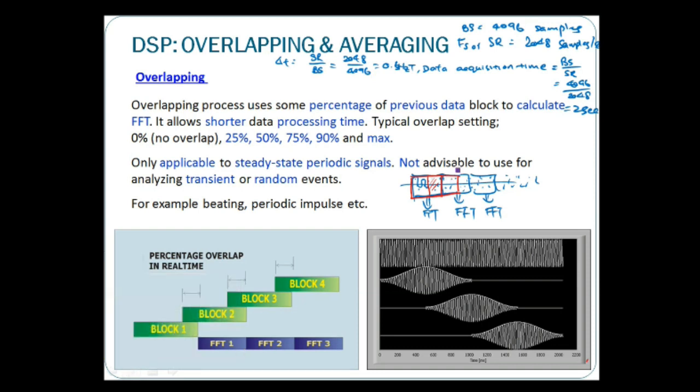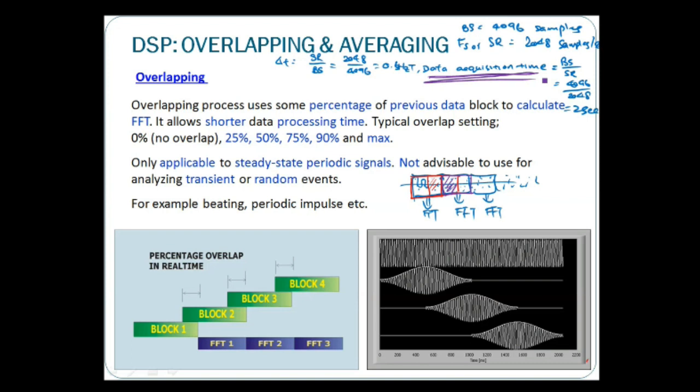So when you finish it, I will share another half with the previous block, the third block. So in this case, you will save the time of acquisition. You are still getting three FFTs, but in a shorter period of time. Right, so the overlapping process uses some percentage of previous data blocks to calculate FFTs. So it allows shorter data processing time, which is helping to reduce this.